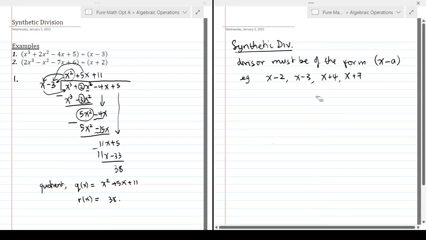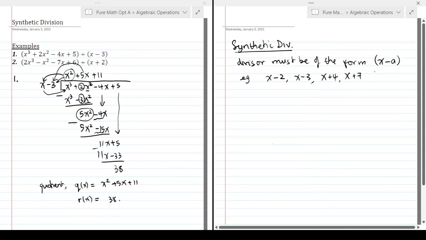It doesn't have to literally be take away. For example, I could do plus 4, I could do plus 7. In the second question, I have x plus 2, and so on, right? So that's the first thing you have to make sure. Now remember, it is not mandatory to use this. I'm just showing you this as an option, right? So your divisor has to be of the form x minus a, right?